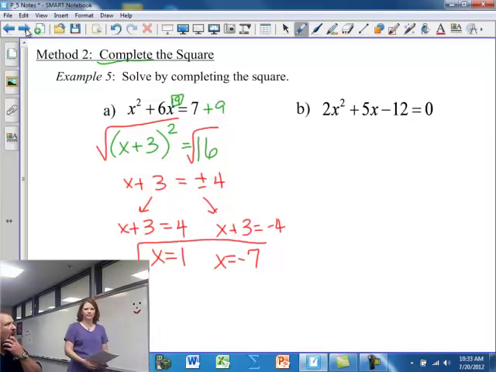Again, these are solving equations. Go back and double check your answers. Plug them in and check them.